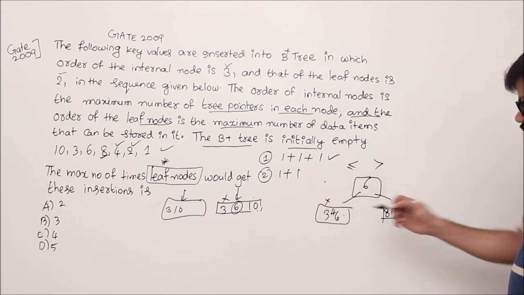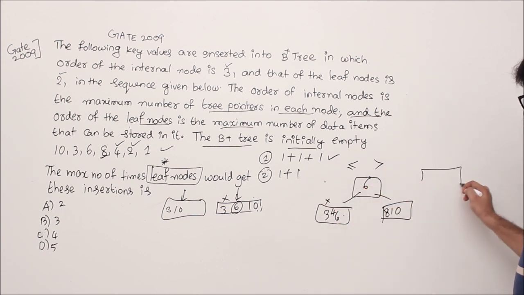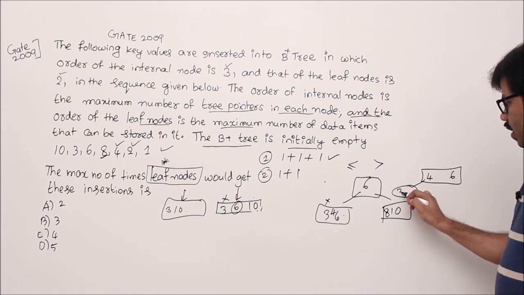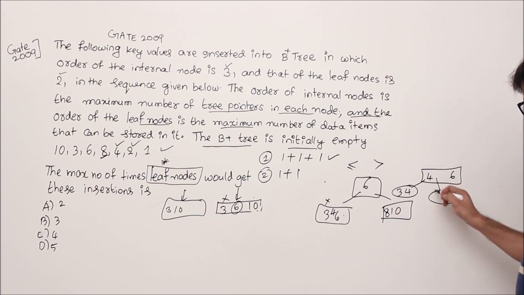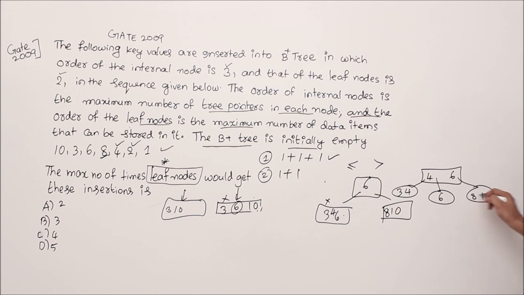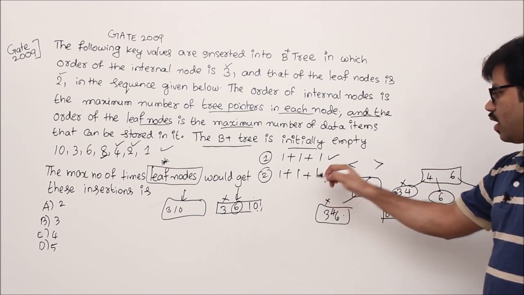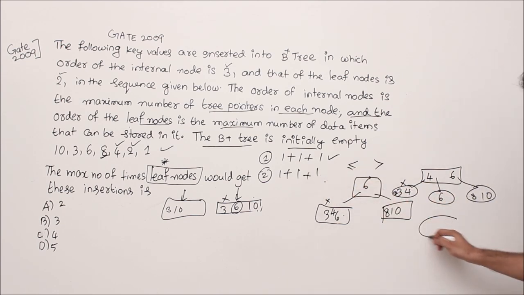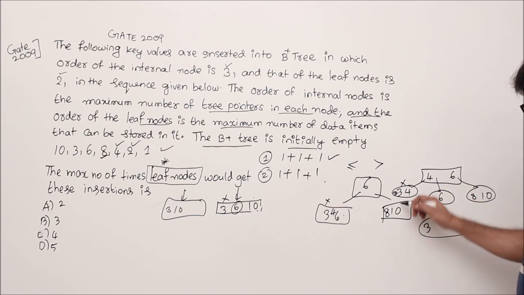Then lift 4 up. When you lift 4 up, it would be like this, 4 comma 6. 4's left will be 3 comma 4. Between 4 and 6 it will be 6 and right side will be 8 comma 10. Now insert 2. When I insert 2, then again there is a node split. Count it. Plus 1, right? So when I do that count, then what happens? So 3 will be lifted up.